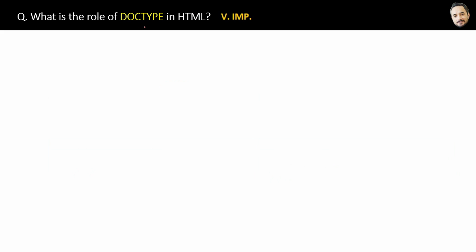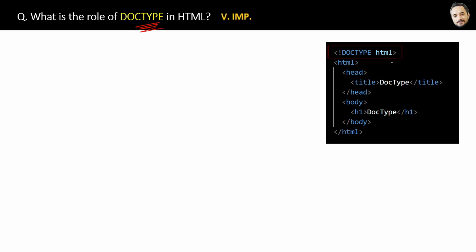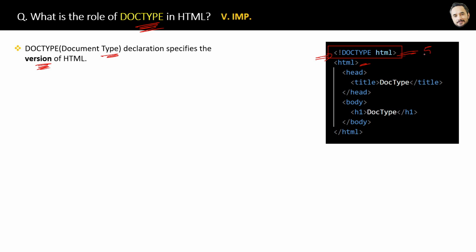What is the purpose of doctype in HTML? Here you can see the code for a very short and simple HTML5 page. And at the top of it is a doctype HTML statement. What does doctype mean here? Doctype, which stands for document type declaration, specifies the version of HTML. For example, just this doctype HTML means the version is HTML5. We need not write 5 explicitly.